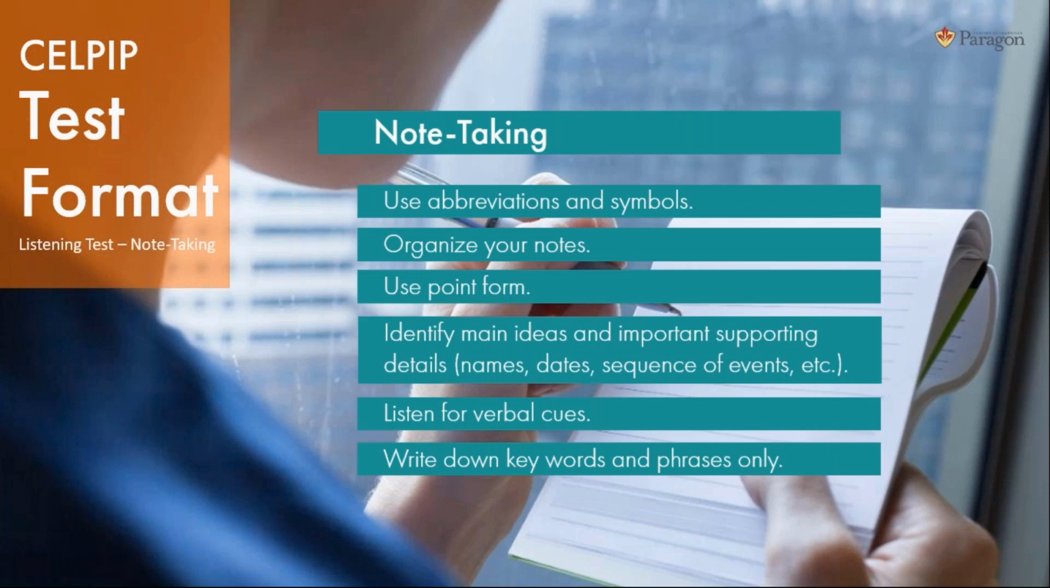You're not going to have enough time to write full words, full sentences. There's no time. So you're going to use point form or abbreviated symbols or words. Again, identify main ideas and the supporting details as best you can as you're listening. Listen for verbal cues and write down only the keywords and phrases. You don't want to get too detailed in your notes. You're focusing on the most important information.